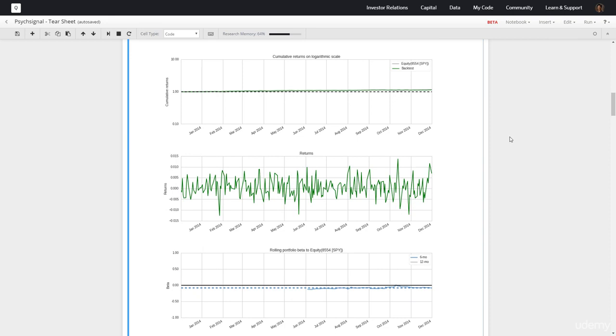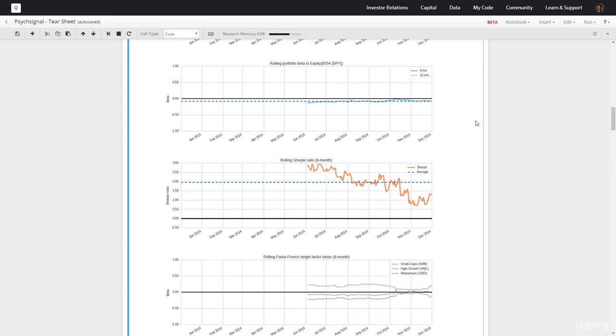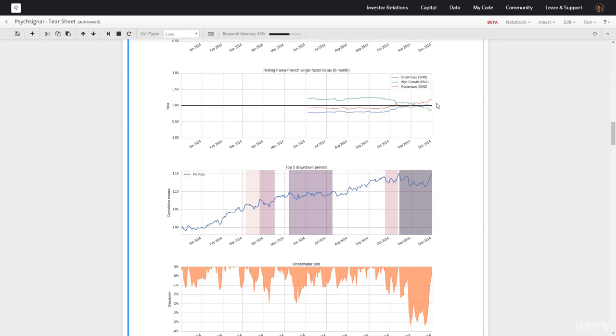This is the cumulative returns on the log scale. This one doesn't have much in the way of meaning. This is the returns on a daily basis. This is looking at the portfolio beta, generally around 0. Sharpe ratio has been steady, around 2. It's actually slightly declining. That part is a little bit concerning. And the exposure to the common factors, being small caps, high growth, and also momentum, is generally not much. It's all under 0.5 or minus 0.5, so that's okay.